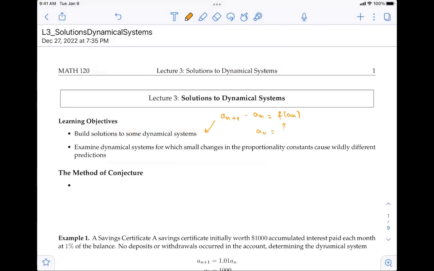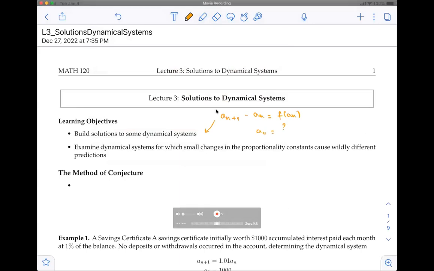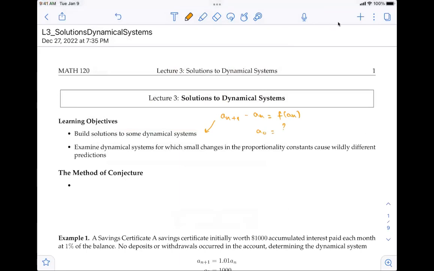And we're going to learn how to examine dynamical systems for which a small change in the proportionality constant causes widely different predictions or not. We'll see that later on in this lecture as well.